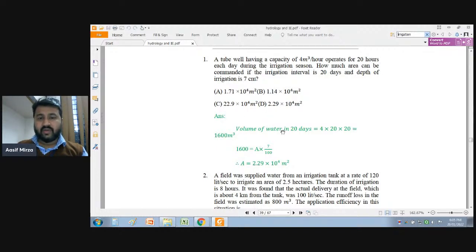We have calculated it in the lecture itself using this equation. The volume of water in 20 days is 4 into 20 into 20, so in total we have 1600 meter cube of volume. Volume is equal to area into 7 centimeters, so we convert 7 centimeter divided by 100 into meters. So the area we have calculated as 2.29 into 10 to the power 4 meter square.